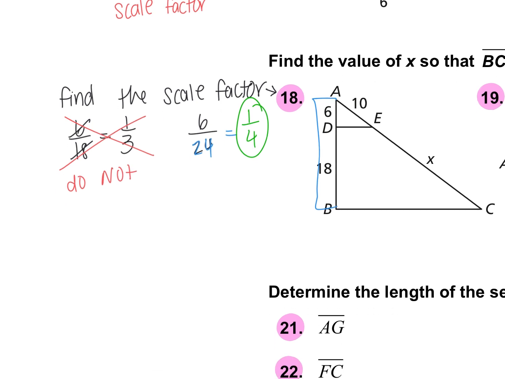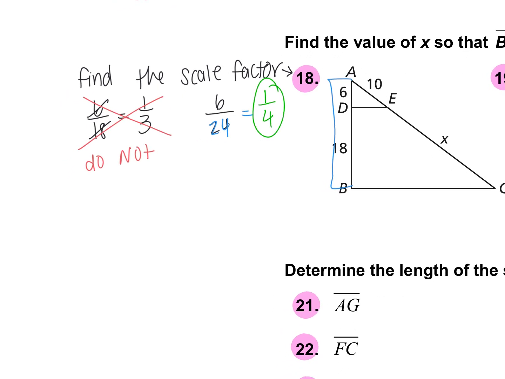However, solving for x, I'm not going to use 24. I'm going to use 6 over 18 equals 10 over x, and I'm still going to get my answer. But you have to understand the difference between using these numbers and finding the scale factor. So this is going to simplify. We said 1 over 3 equals 10 over x, and what does x equal? X is going to be 30 after you cross multiply.